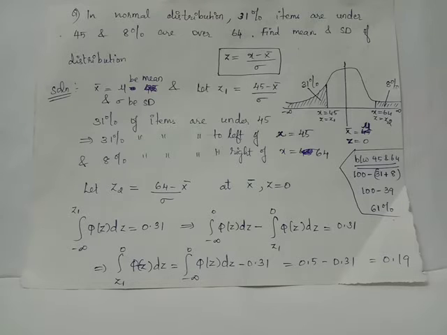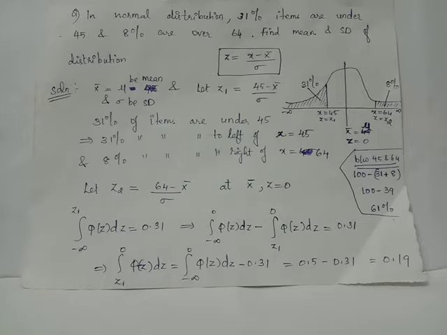Since 31% lie under 45, you have to shade the region to the left of marking x equals 45. Since 8% lie over 64, you have to shade the region to the right of marking x equals 64. If you define z equals z1 equals (45 minus x bar) upon sigma, you can mark z equals z1 at x equals 45. If you define z equals z2 equals (64 minus x bar) upon sigma, you can mark z equals z2 at x equals 64.